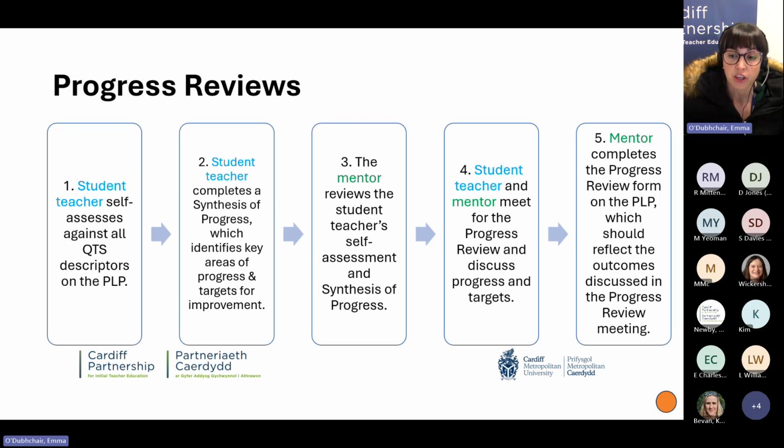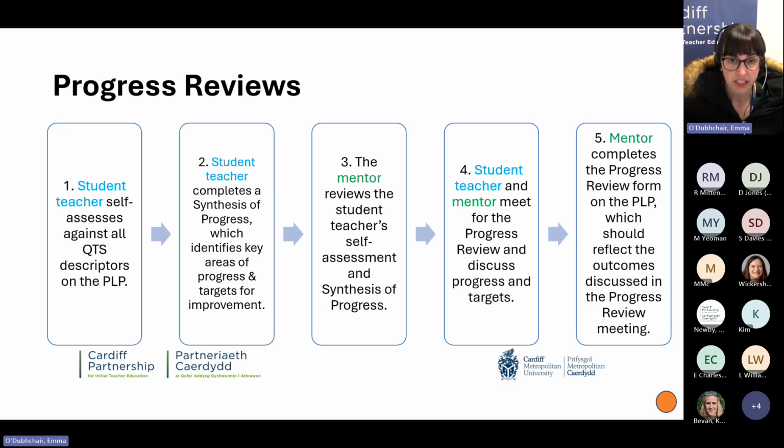You will be able to review their self-assessment judgments and their synthesis of progress on the PLP. I'll show you in a moment where you can find that. We really would like to impress upon you how important it is that you have a look at that, particularly at this first progress review stage, not least because they will have done quite a significant amount of preparation work on that. Ultimately, that will allow you to come into the progress review meeting with your student teacher, able to have a robust conversation about their self-assessment judgments and their progress overall.